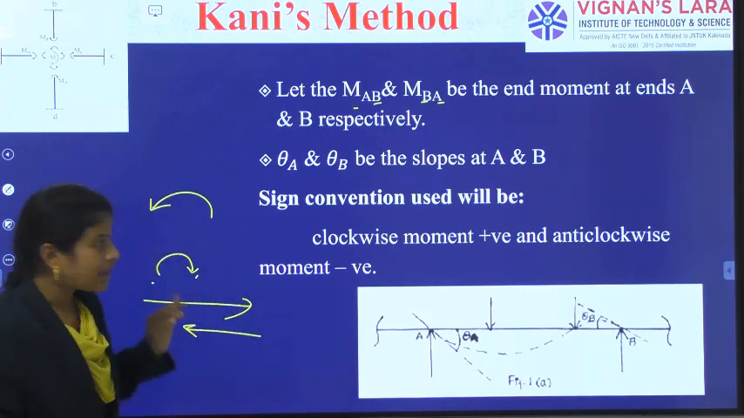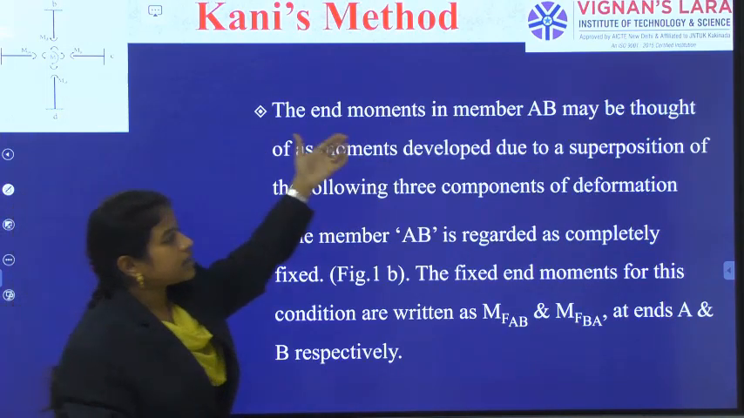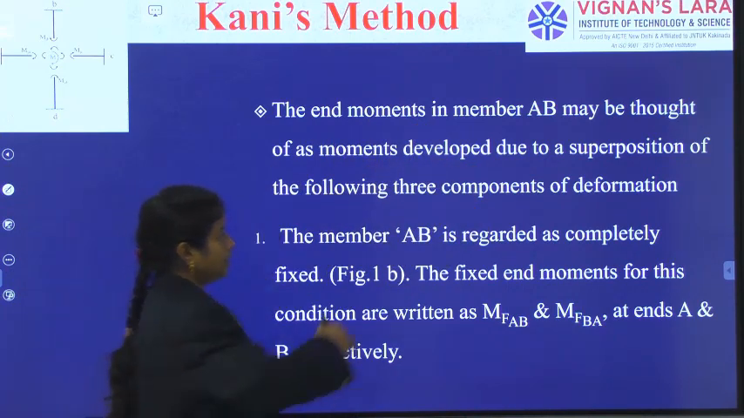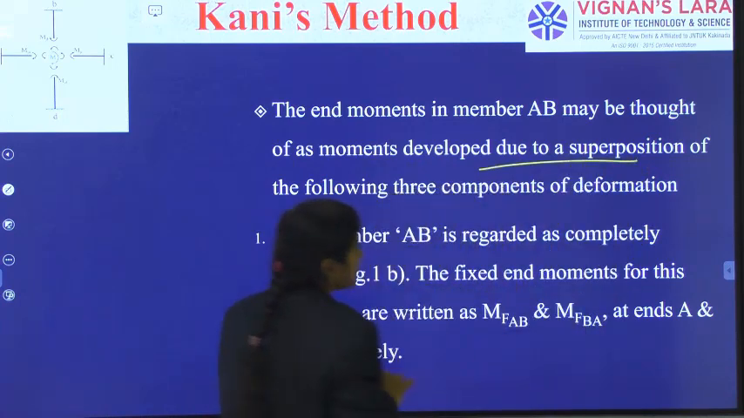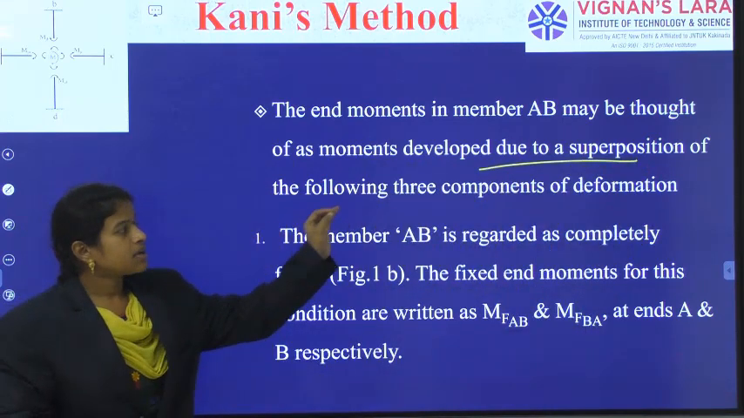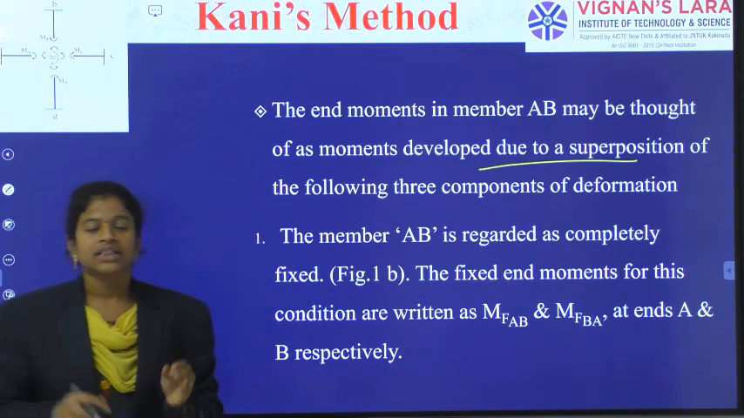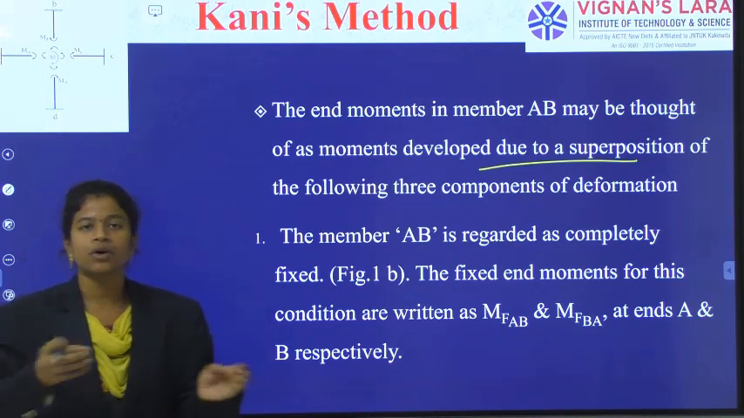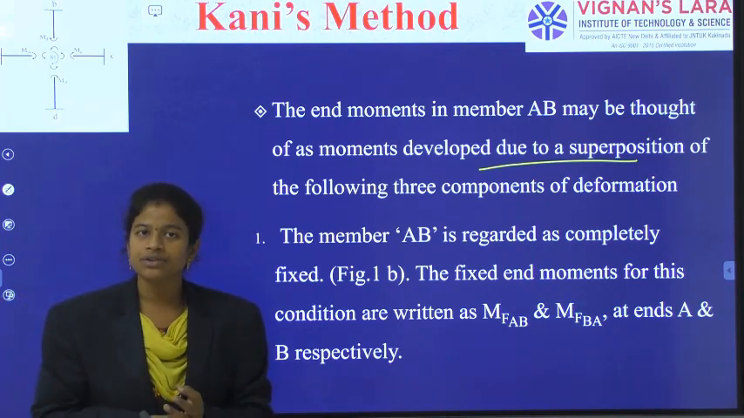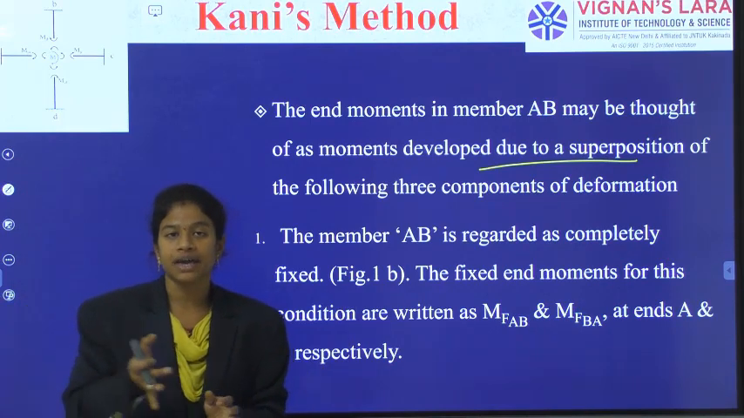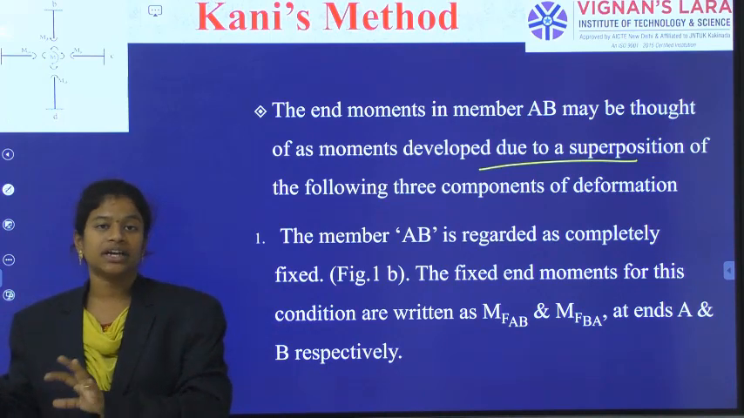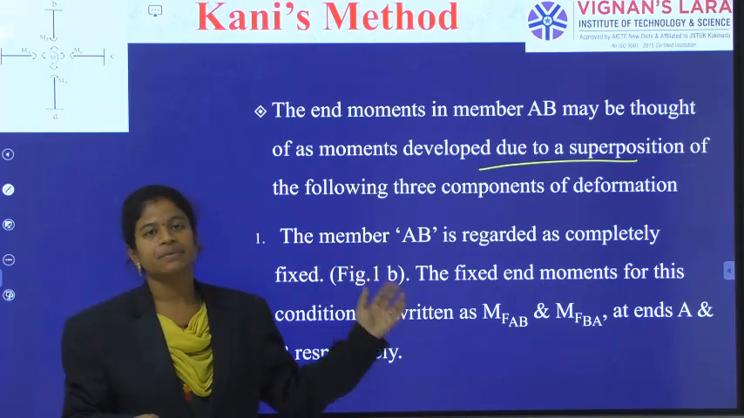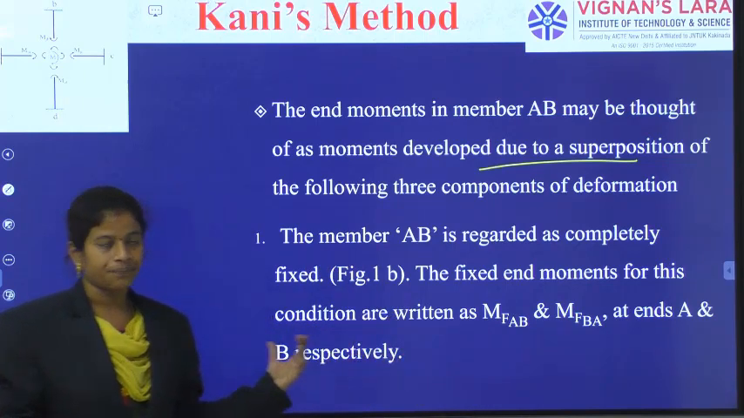Now as for the main step, the main thing is now the end moment calculation for the member AB. This may be done by superimposition of some components of the deformation. So the actual support moments will be calculated by superimposing some more things. Like we have observed in the slope deflection formula, MAB is equal to MFAB plus 2EI by L, 2 theta A, theta B, like that all those terms we have observed, right? So here also some parts will be added and that will be coming here, okay?